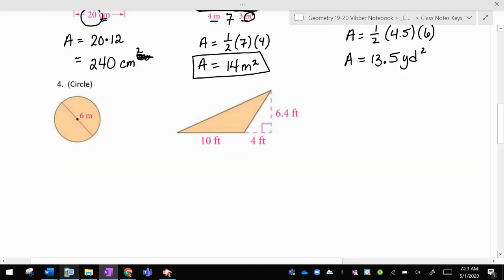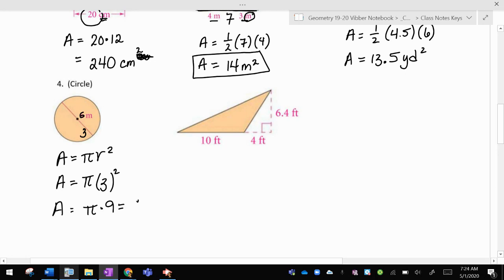Okay. Circle. Area of a circle is pi r squared. So this is going to be pi times, oh, they tried to trick us. This 6 isn't the radius, that's the diameter. So my radius is 3. So this would be pi times 3 squared. So pi times 9. And then usually we put that 9 out in front. So that's going to be 9 pi square meters.